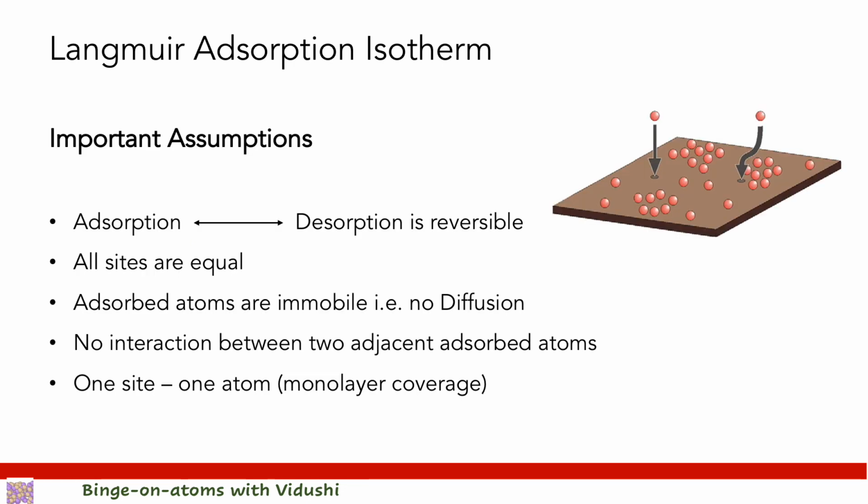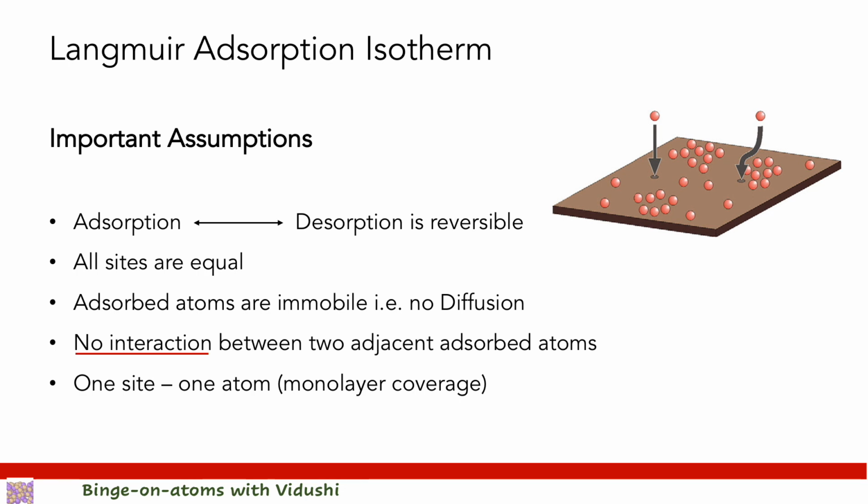Some important assumptions in this model, on which our KMC code is based, need to be revised. First, the process of adsorption and desorption is reversible. That means at any time step, bound atoms can desorb from the surface. Next, all sites on the adsorbent surface are equal, as we have discussed before. All the adsorbed atoms are immobile. That means no diffusion is present in this model. In future codes, we will incorporate diffusion phenomena with adsorption.